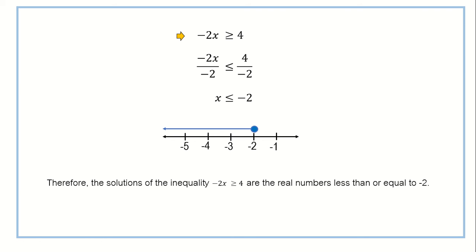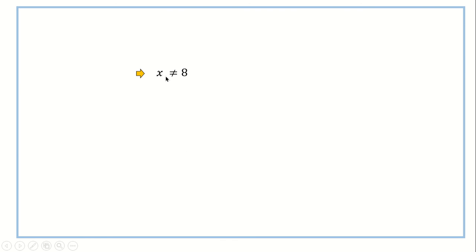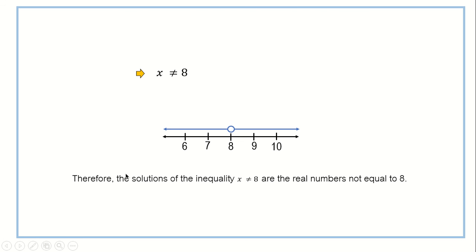Let's look at the final example. Where x is not equal to 8. Remember, the solutions to this inequality are all real numbers that are not equal to 8. And on the number line, we will use an open circle, then we go to the right and we go to the left. Okay? So, the solutions of the inequality x is not equal to 8 are the real numbers not equal to 8. I believe that you have really understood this part.